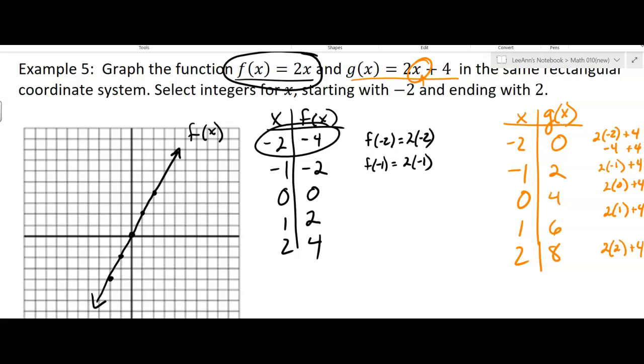And then I'm going to graph those ordered pairs. So -2, 0 right there; -1, 2; 0, 4; 1, 6; and 2, 8. And then try to draw that line. Those two lines actually have the same slope, so they should be parallel lines, but I don't think we really talked about that yet. Okay, so there's the graph. This is g of x over here. So we've graphed lines before, f of x and g of x, and they said to use a table of values, so we just did that.